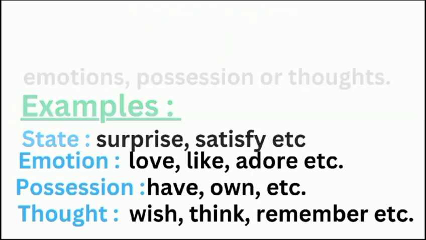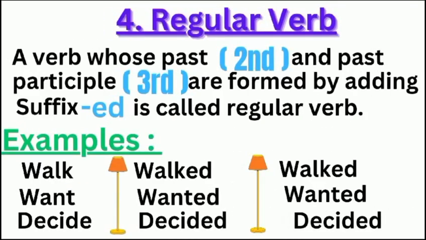4 regular verb. A verb whose past and past participle are formed by adding suffix ed is called a regular verb. Examples: walk, walked, walked. Want, wanted, wanted. Decide, decided, decided.